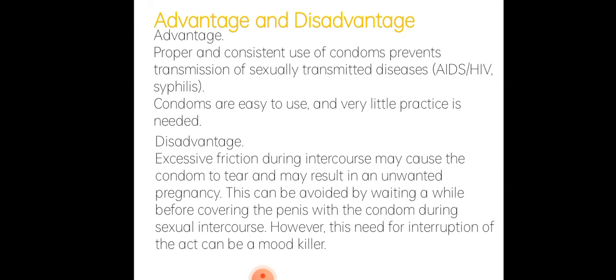Advantage and disadvantage. The advantage: proper and consistent use of condoms prevents transmission of sexually transmitted diseases. Condoms are easy to use and very little practice is needed. Excessive friction during intercourse may cause the condom to tear and may result in an unwanted pregnancy. This can be avoided by waiting a while before covering the penis with a condom during sexual intercourse. However, this need for interruption of the act can be a mood killer.